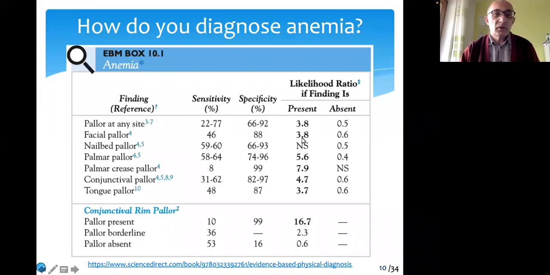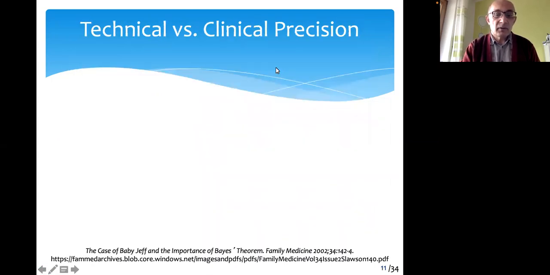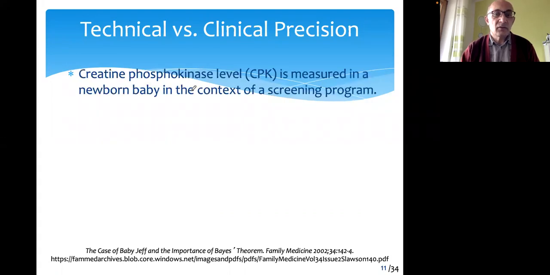After this brief introduction about the importance of diagnostic test accuracy studies in our daily practice, let me give you some information about the technical versus clinical precision, namely these sensitivity, specificity, etc., these indicators. I would like to convey this information on behalf of an example case scenario.